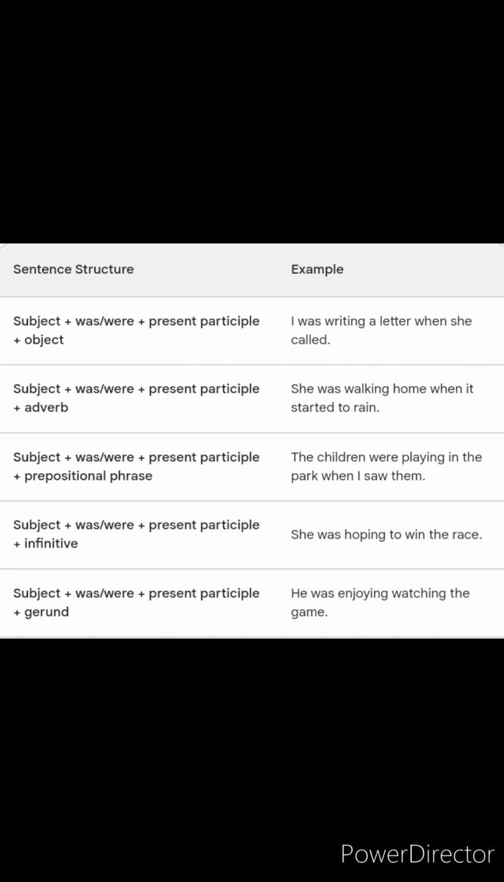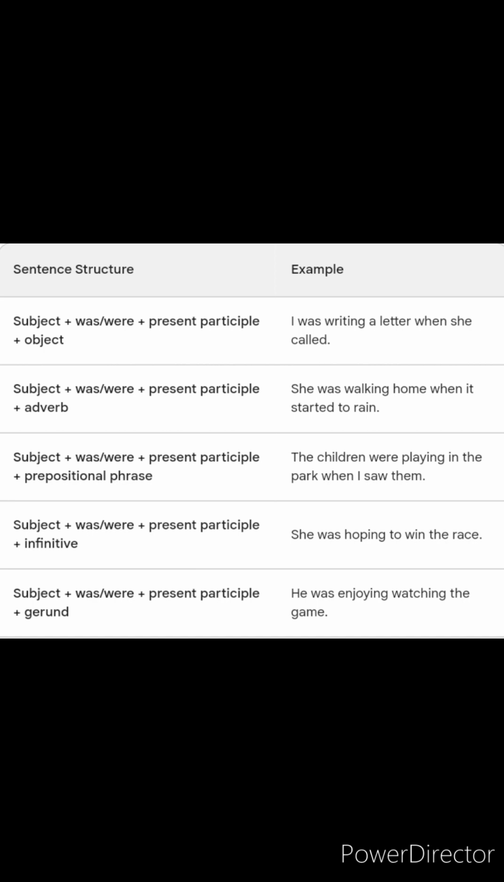To continue with, let us do the structure. The different structures and the examples are as given. Subject plus was or were, present participle plus object. Example, I was writing a letter when she called. Subject plus was or were, present participle plus adverb. She was walking home when it started to rain.